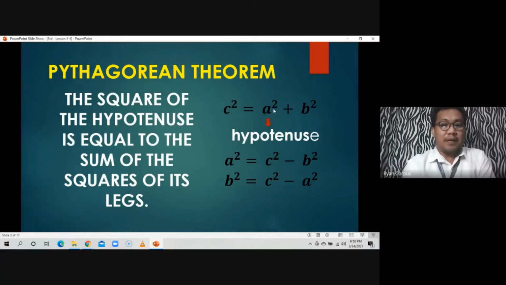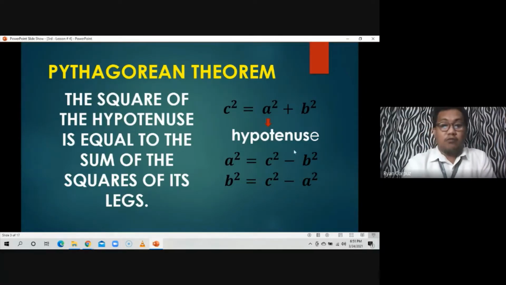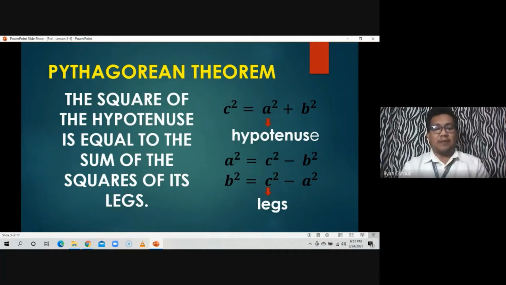So ang plus lang is that when we are looking for the hypotenuse, we just simply get the sum of the squares of its legs, then we get the square root of it for us to find the hypotenuse. But these two other formulas are used when we are asked to find the legs of it. So that is for the legs of that Pythagorean, when we are going to find the legs of a given right triangle.